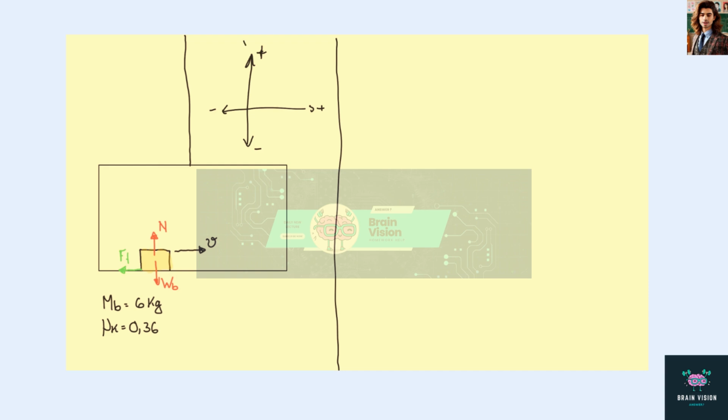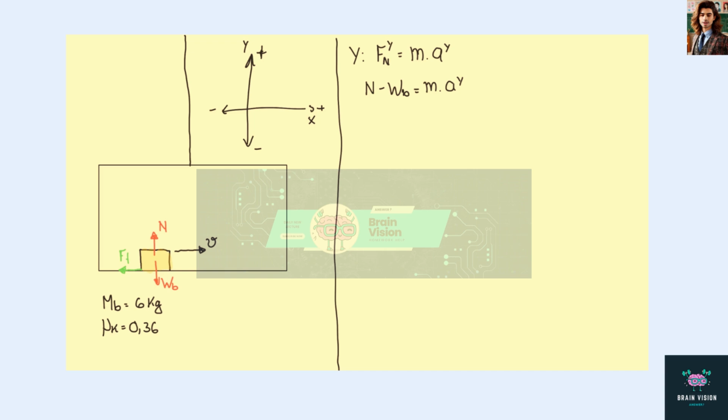Let me call this vertical axis the y-axis and this horizontal axis the x-axis. Now, let us apply Newton's second law to the box on the vertical axis. The net force acting on the box on the vertical axis is equal to the mass of the box times its acceleration in the vertical axis. In that axis, there are two forces acting on the box: the normal force pointing in the positive direction and the weight force pointing in the negative direction. And this is equal to the mass of the box times the acceleration of that box.